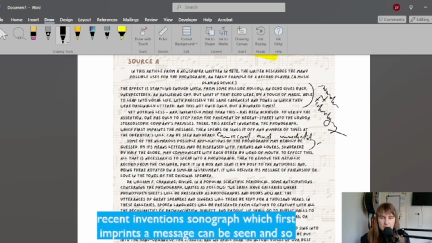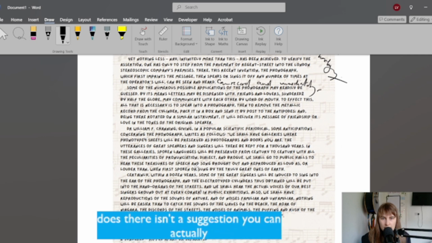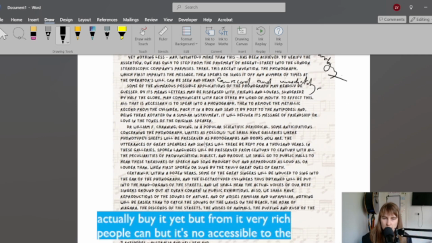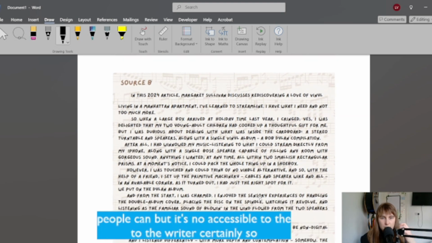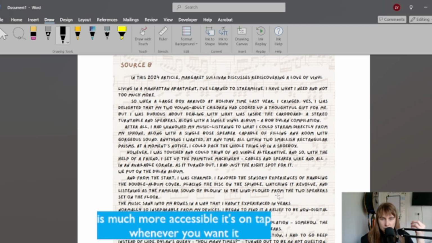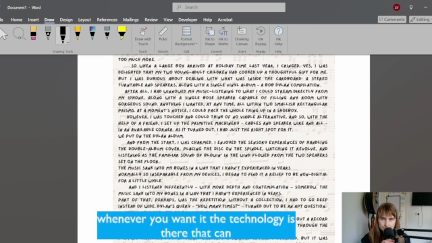So there isn't a suggestion you can actually buy it yet. Perhaps very rich people can, but it's not accessible to the writer, certainly. So here the music is much more accessible. It's on tap whenever you want it. The technology is there that can allow that.